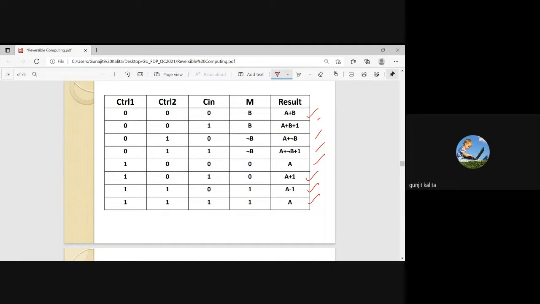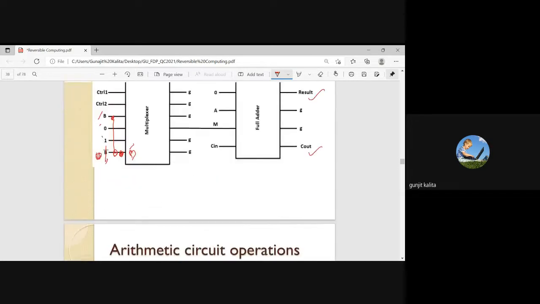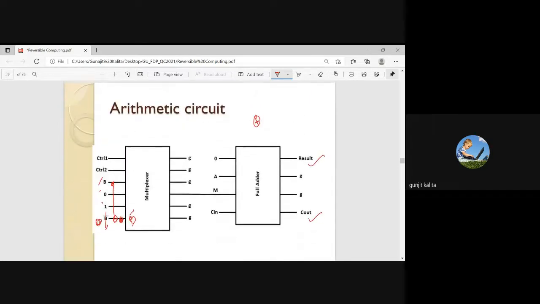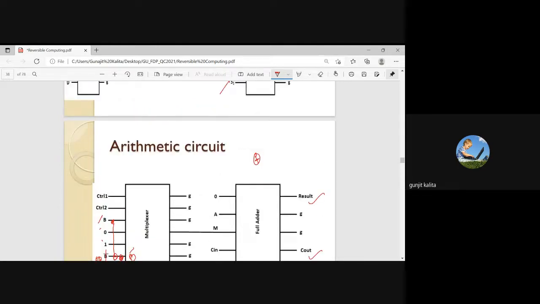So if we try to see or analyze this circuit, you can see, because you understand the Boolean format, consider this multiplexer.